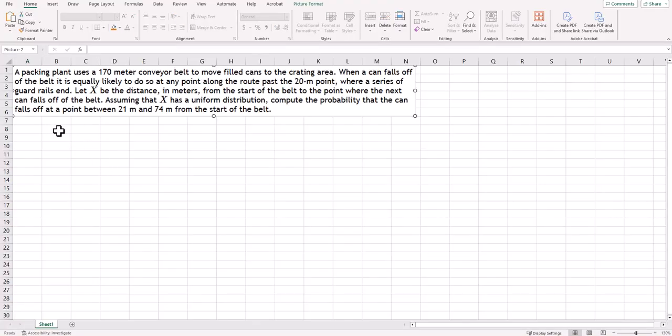So a couple of things that are interesting. We have a 170-meter conveyor belt, but the can's not going to fall off in the 20 meters at the start where we have the guardrails up. So really the length of the belt we need to consider is 170 minus 20 for when the thing can actually fall off. Because it would be like 0 right away for a bit.